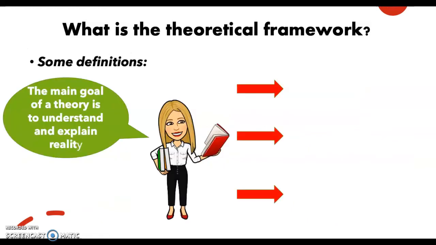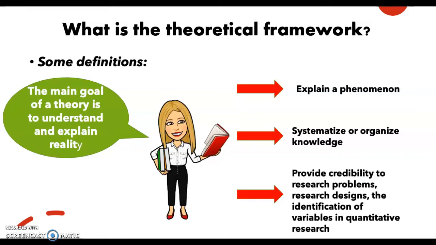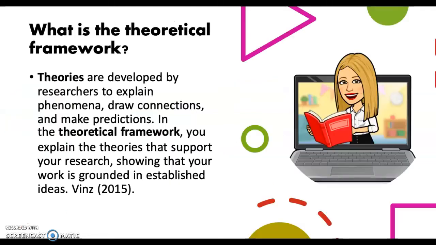So, the main goal of a theory, because we are going to include theories in our theoretical framework, is to understand and explain reality. And also we can find other elements that are important and are provided by the theories. The first one, that they explain a phenomenon. The second one, that they systematize or organize knowledge. And other one is to provide credibility to research problems, research designs, the identification of variables in quantitative research.